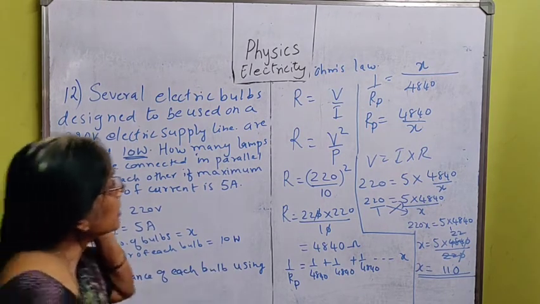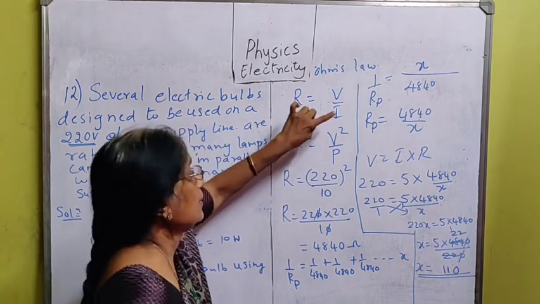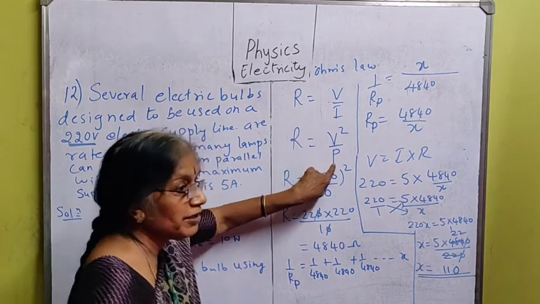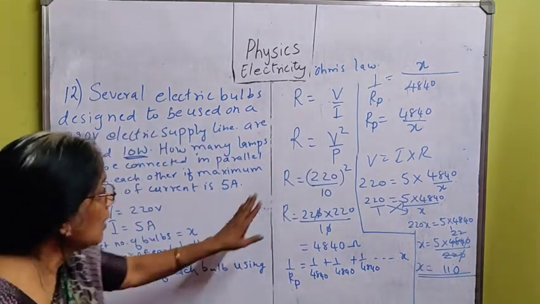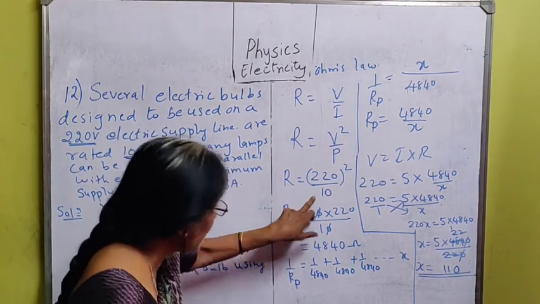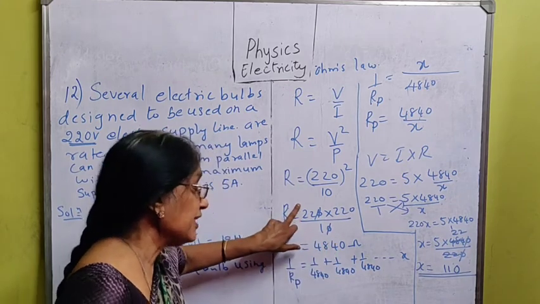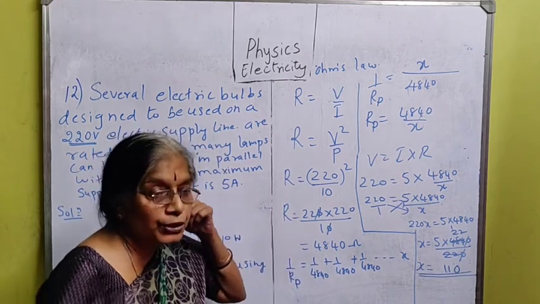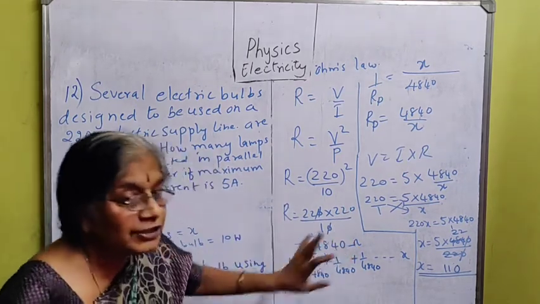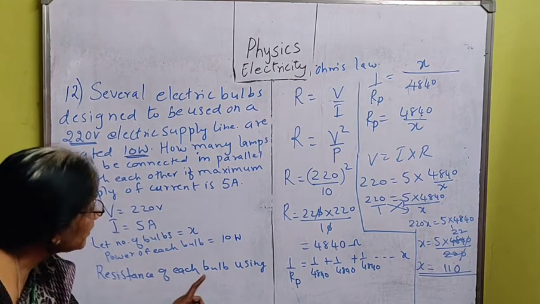So let us find the resistance of each bulb. For the resistance of each bulb we are going to use the formula relating resistance, potential difference and power: R is equal to V square by P. In that we substitute the values. R is equal to V square, 220 whole square, by 10. 220 into 220, one 0 will cancel. Last time the same multiplication was there, I showed you also. 22 square is 484, one more 0 added. So it will become 4840 ohms. It is the resistance of each bulb.